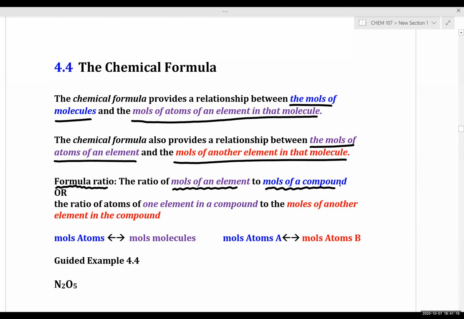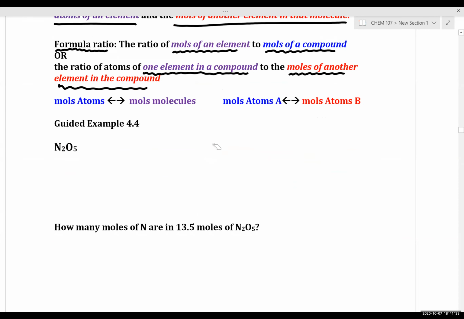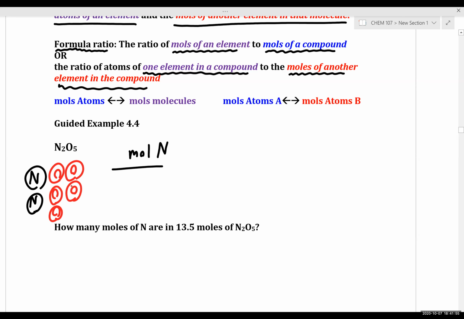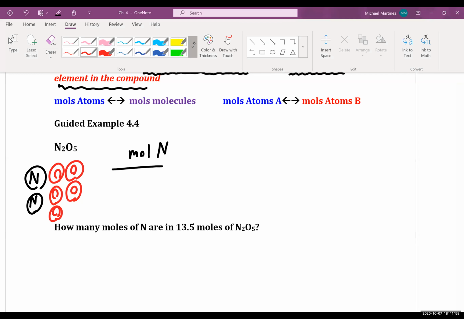Or another version of the formula ratio is the ratio of the moles of one element in a compound to the moles of another element in that compound. Okay, so let's look at an example. So for N2O5, how many nitrogens do we have in N2O5? How many nitrogens do we see? Let's draw a picture. I find when in doubt, you might as well just draw a picture. Okay, so how many moles of nitrogen do we have?